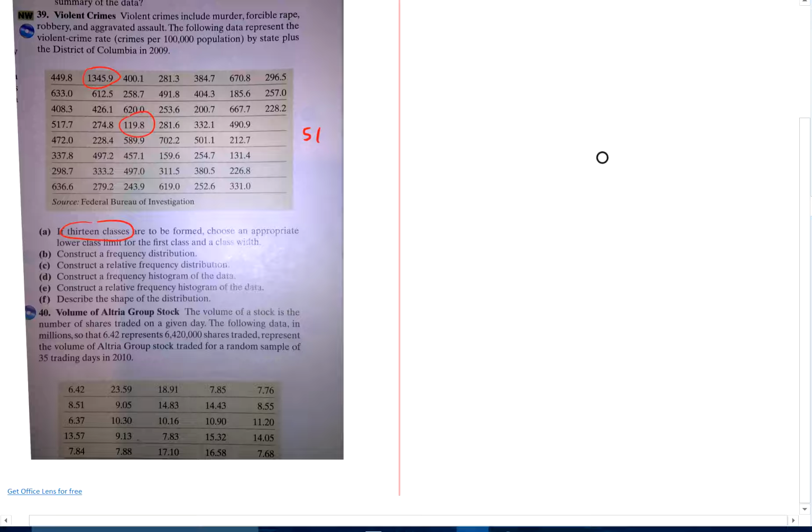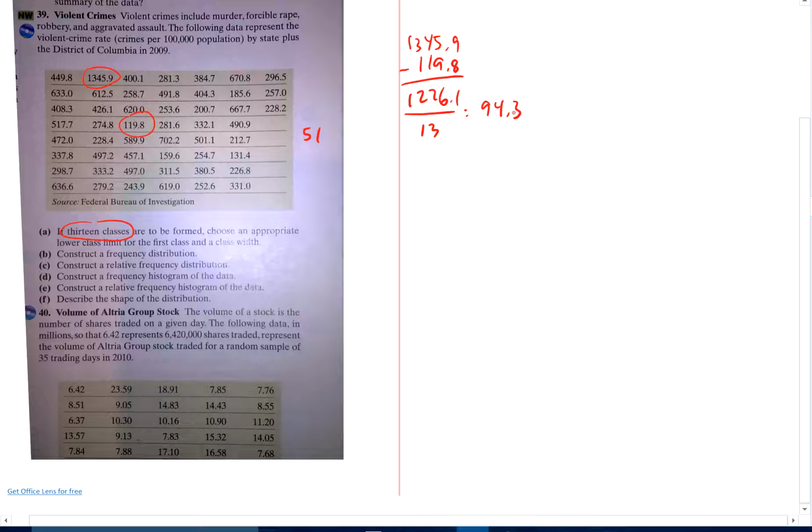Okay, so we're going to look at 1345.9 minus 119.8. That's going to be 1226.1. I want 13 classes, so divided by 13, that's 94.3.